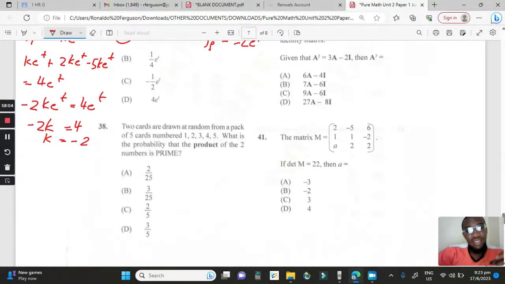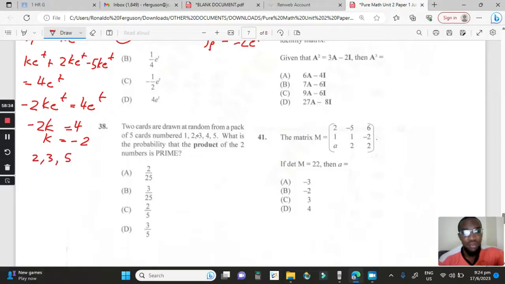Number 38, it says 2 cards are drawn at random from a pack of 5 numbers. What is the probability that the product of the 2 numbers is prime? So, first thing, remember it says the product. What's the probability that when you multiply those 2 numbers, it's going to be prime? First thing, what's a prime number again? Prime numbers are 2, 3, and 5.